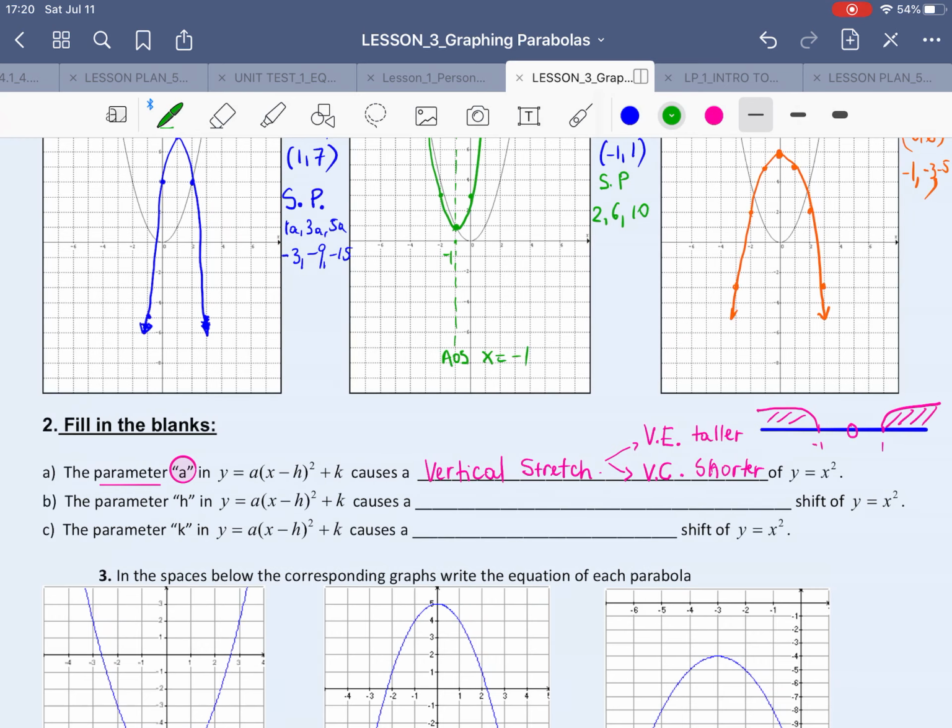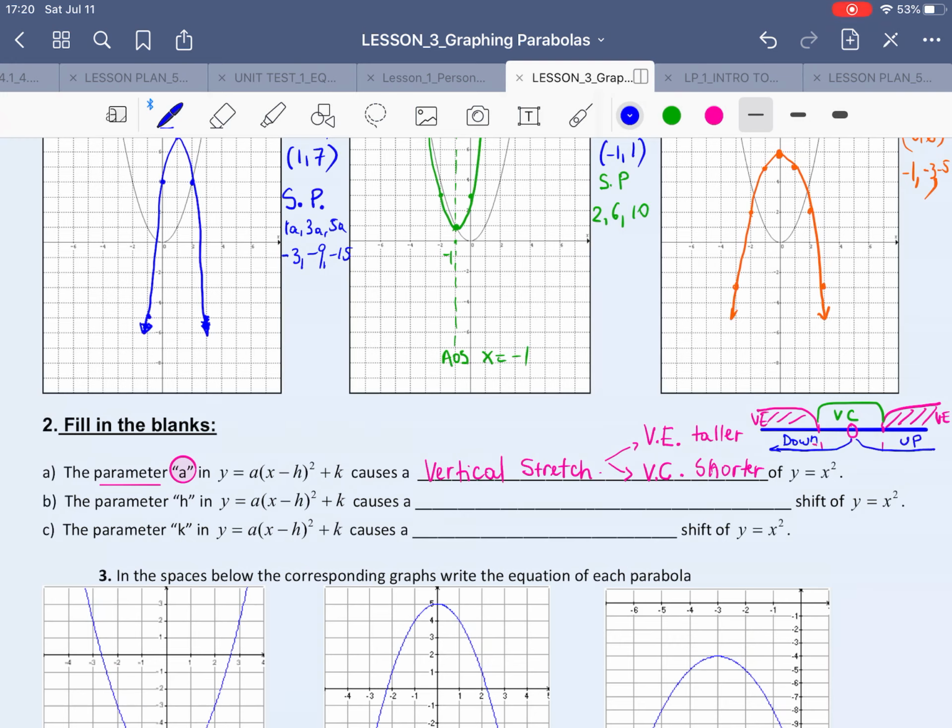and a vertical compression will occur when the values of a are in between -1 and 1. So that's a vertical compression, okay? And those are expansions. And obviously we know that when a is negative, then the parabola will open down. So if we are going this way, all right, it opens down. So the parabola will have a maximum. And here it will open up.